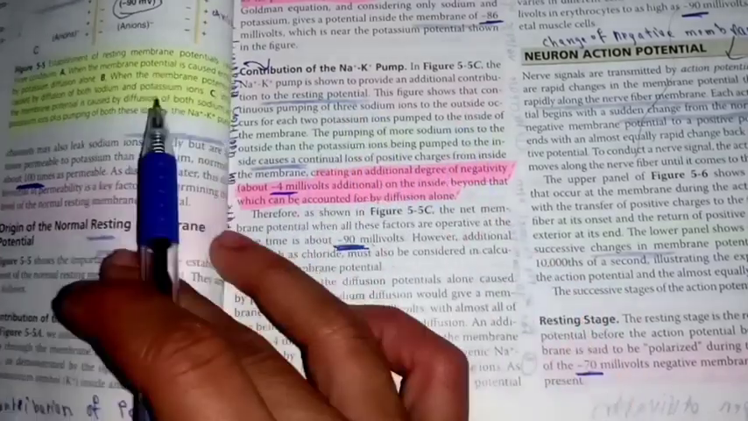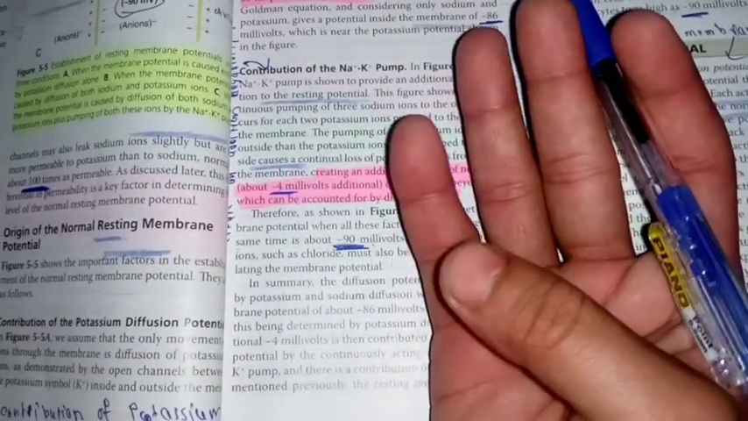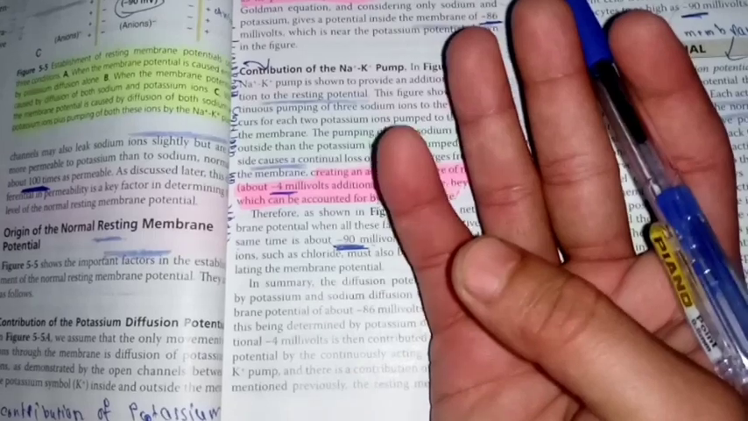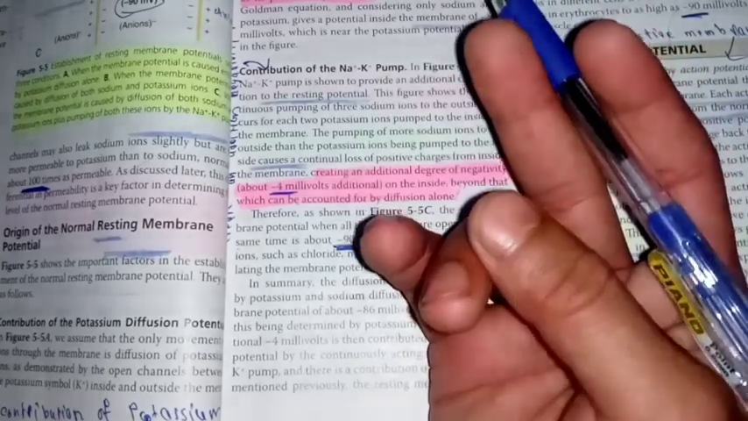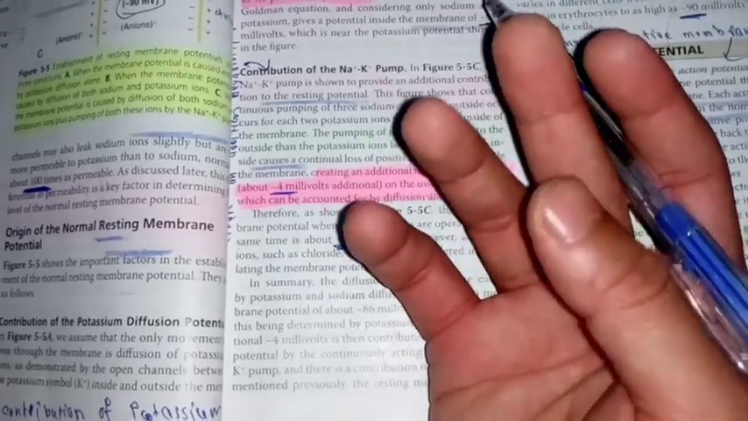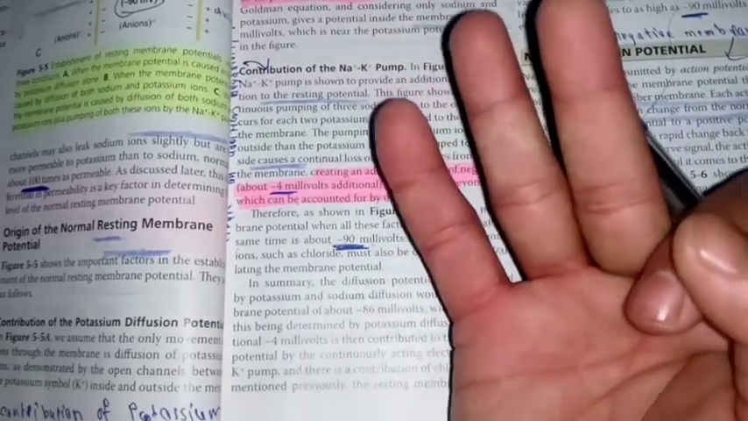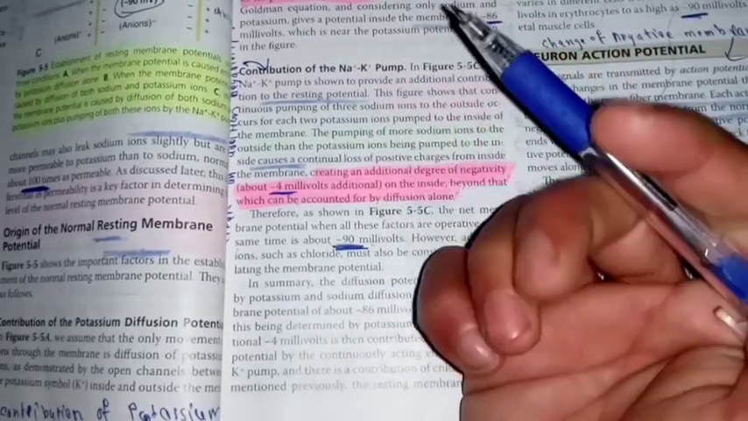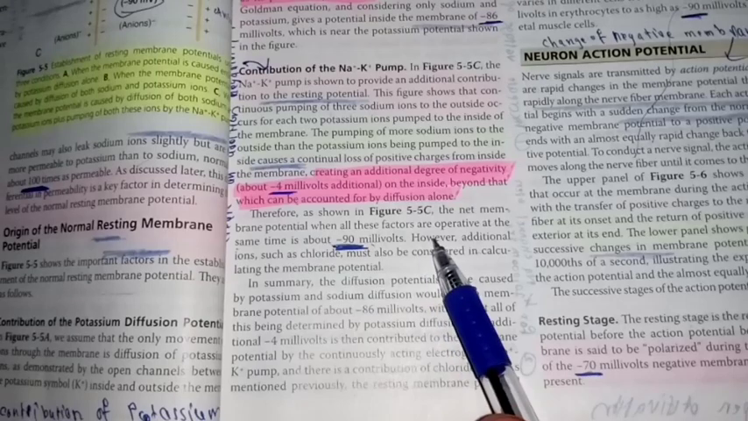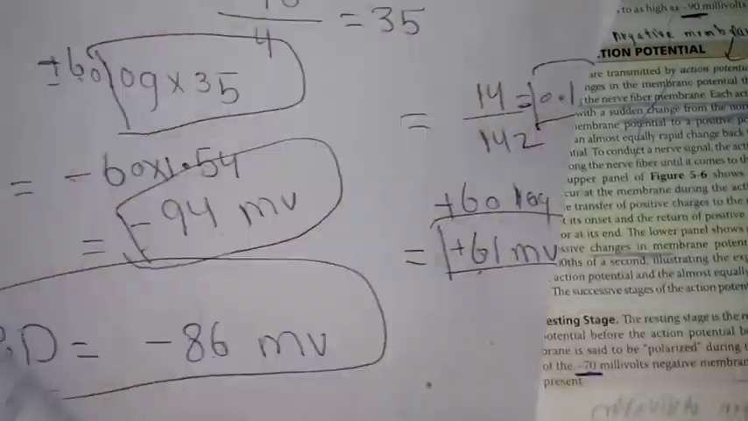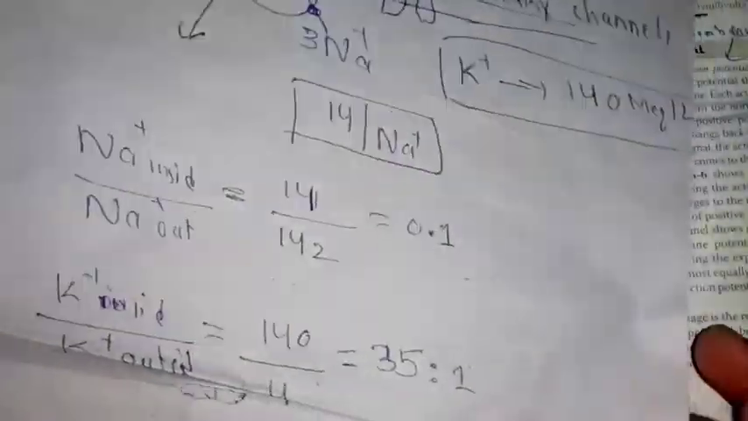And if all these three things, the potassium leaky channels through which the sodium is also leaking, and the potassium channels, and the sodium potassium pump, if all these three factors are operating at the same rate, the resting membrane potential will be minus 90 millivolts. So this was about the resting membrane potential.